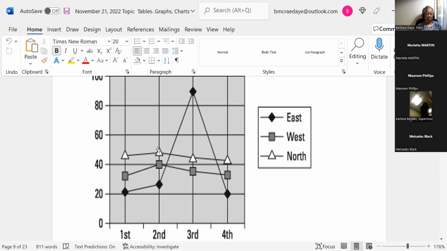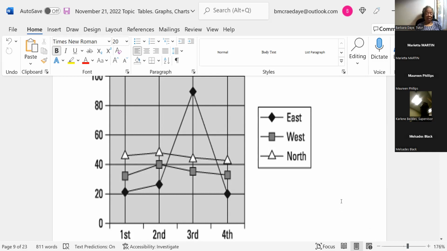So it will be 50, right? Because you're at the top of the triangle and you go across between 40 and 60. 50 is about halfway. So that would be 50, right? Yes. Agree. Got it? Okay, so that's how you read the graph.